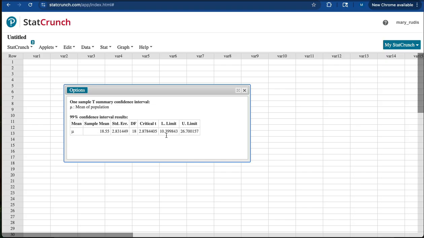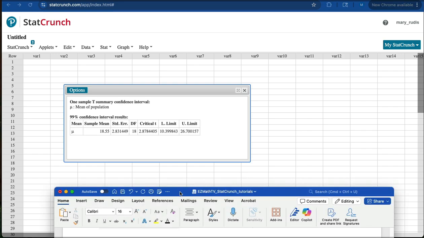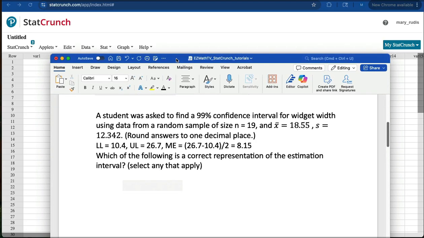We were rounding our lower limit and upper limit to one decimal place. So the lower limit is 10.4 and our upper limit is 26.7. If I bring this document back up, there you can see LL equals 10.4, UL equals 26.7, and then I calculated the margin of error to be just subtract those two numbers and divide by 2.